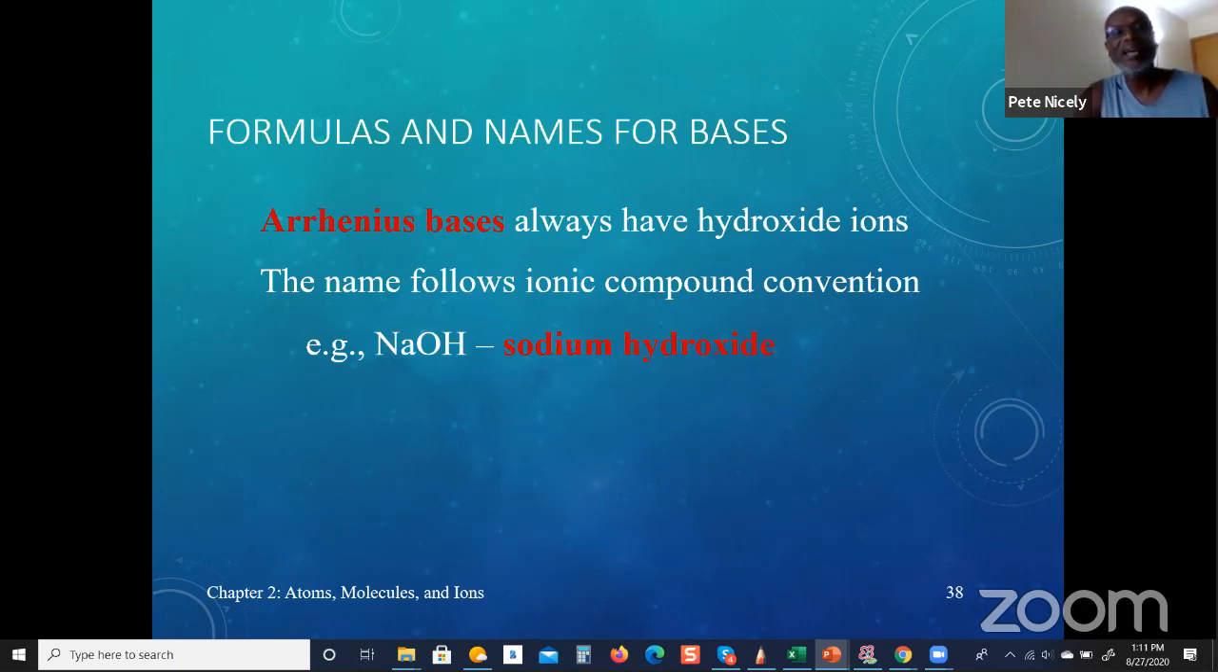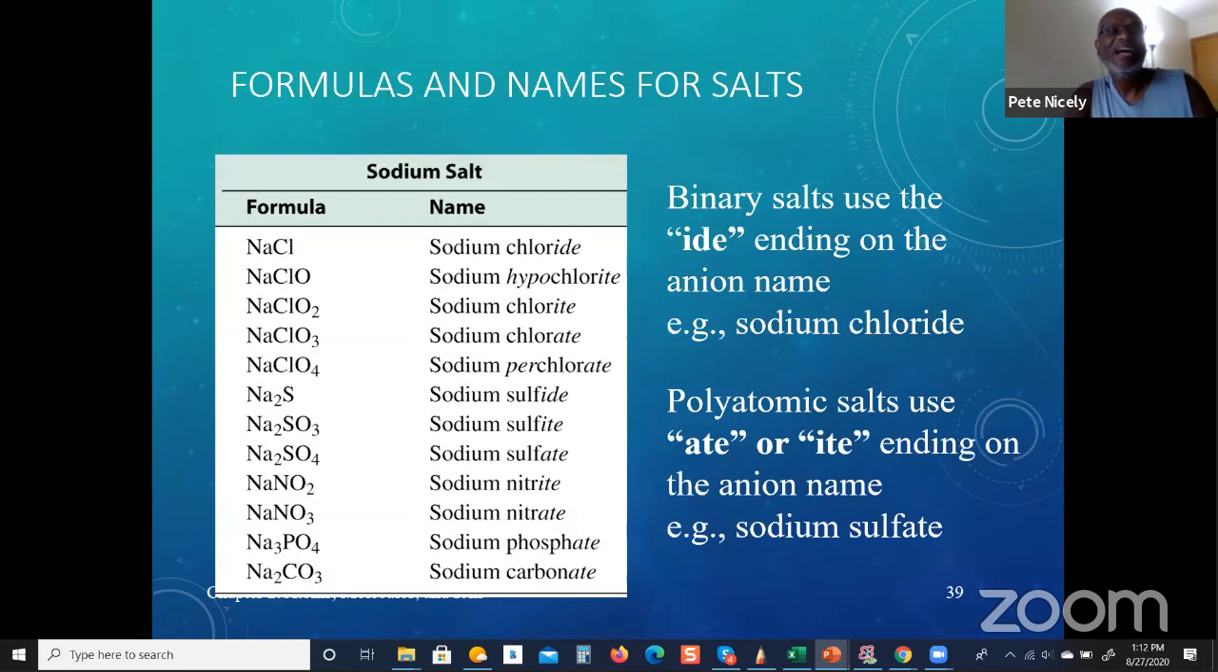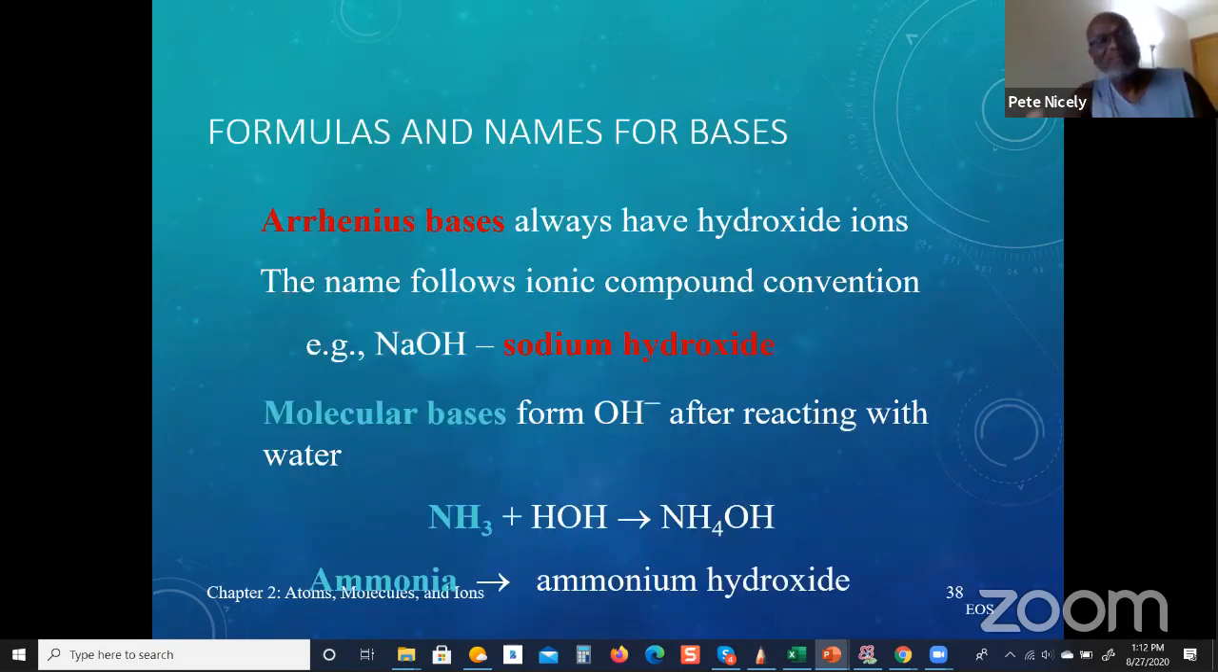So sodium hydroxide, when you add it to water, forms hydroxide ions. But you can also have molecular compounds, such as ammonia, which when added to water forms a hydroxide ion, as seen in this formula here. Ammonia added to water gives you ammonium hydroxide, which has hydroxide ions in an aqueous solution. So these are just some examples of bases. And I think on the next page, I have formulas for salts and names of salts. So let me just finish up with this here. That's basically it as far as bases are concerned.